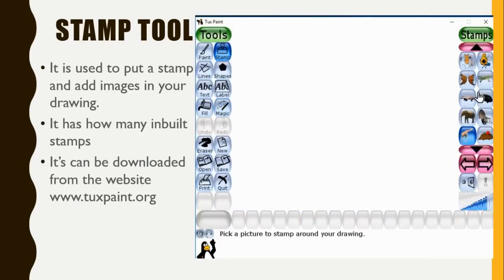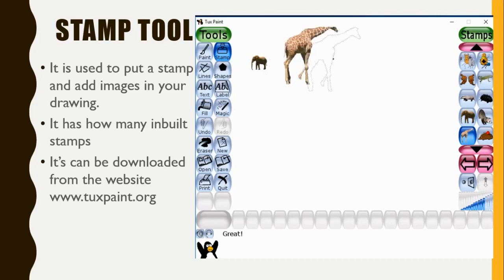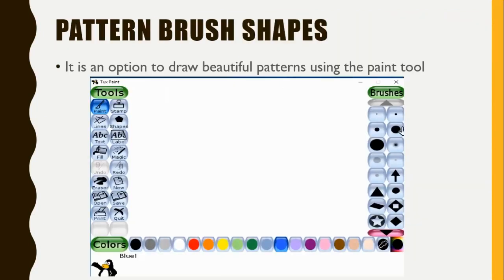Next is stamp tool. Stamp tool, as I have told you, if you don't get the rubber stamp, first you will only have the penguin, but it is inbuilt. Okay, but if you want to download many more, then you can go to the rubber stamps from the website as I have told you, www.tuxpaint.org.